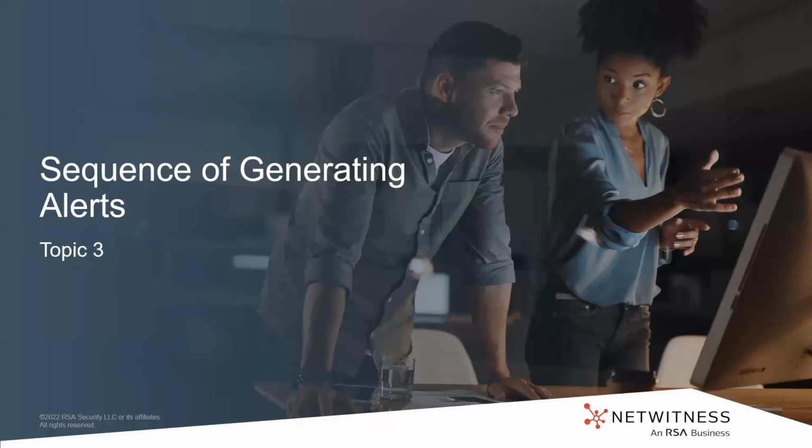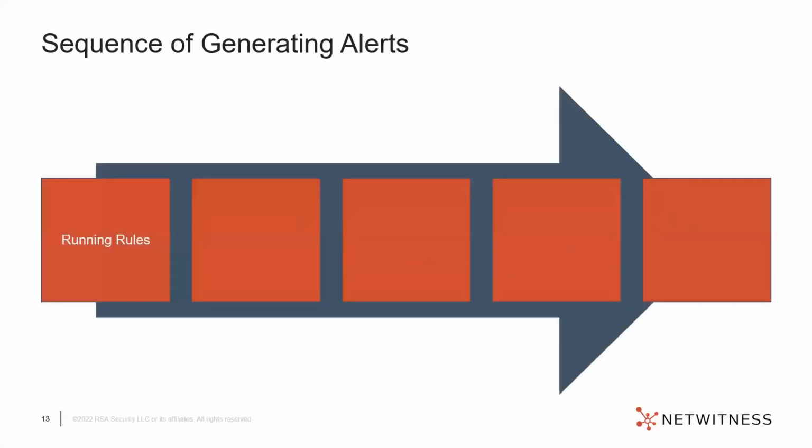Let's now talk about the sequence of generating alerts in ESA. Now that we identified what ESA is and realize its components, it's time to know the sequence in which ESA generates alerts. First, the ESA correlation service runs rules that specify criteria for complex events in your network.